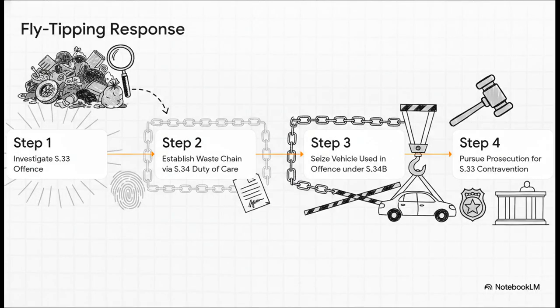So you can see how these sections all work together in a real-world scenario. You find a fly tip, and that triggers your Section 33 investigation. Then you use the Section 34 duty of care to follow that paper trail back up the chain. If a vehicle was involved, Section 34B gives you the power to seize it. See? Every step builds on the last, making your case for prosecution that much stronger.